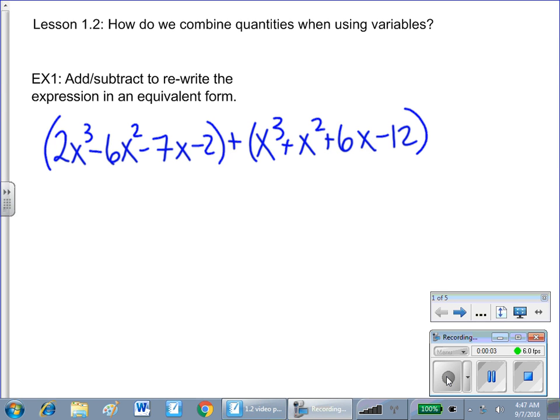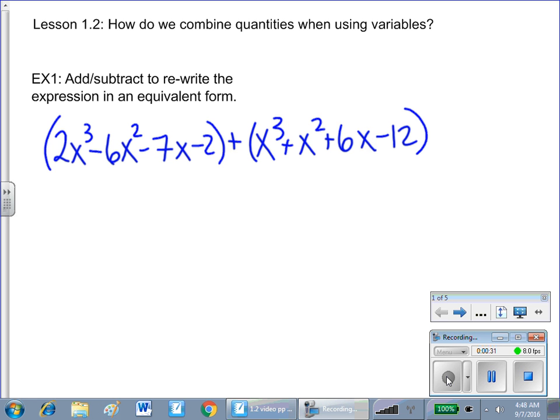Okay guys, this is lesson 1.2, how do we combine quantities when using variables. So if you notice, the aim is the same as yesterday because we're kind of talking about similar things. In example 1, it says add and subtract to rewrite the expression in equivalent form. So we are going to do that. Remember to write your notes on the right side, and on the left side, listen for anything I say is a common misconception or common mistake, and add it on that left side of the paper next to the example.